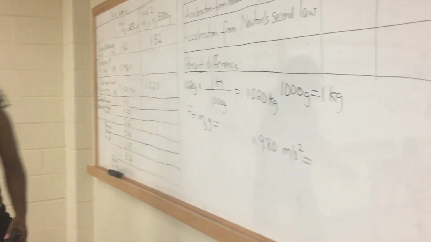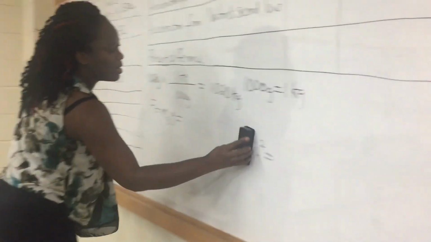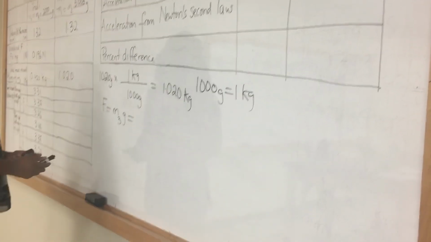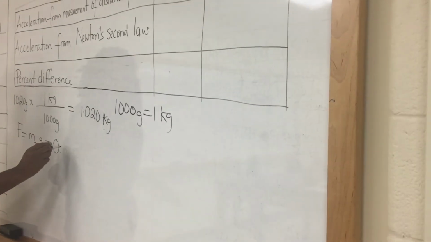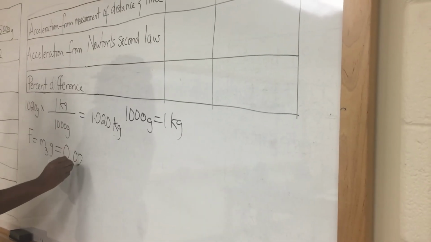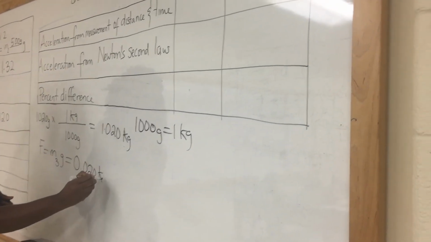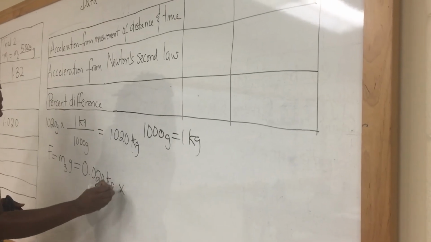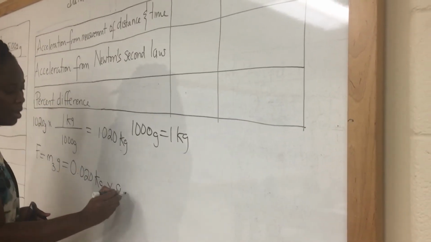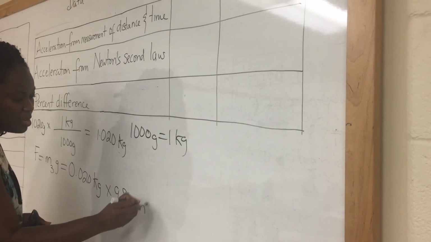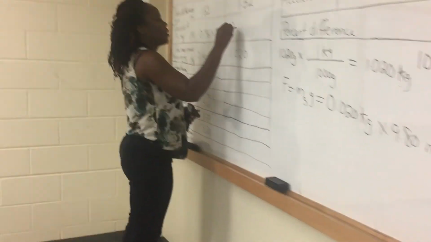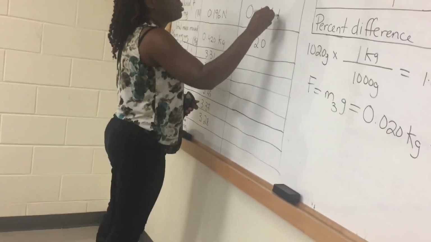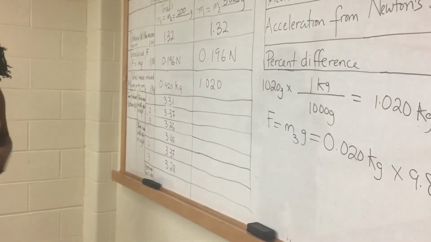Now I need to calculate the unbalanced force. The unbalanced force is going to be the same in both cases because we're using a 20 gram rider. So 20 gram rider is 0.020 kilograms, and we will multiply that by the acceleration due to gravity. And so we will get the same value of 0.196 newtons.